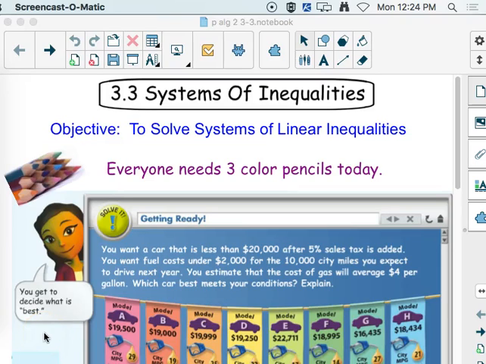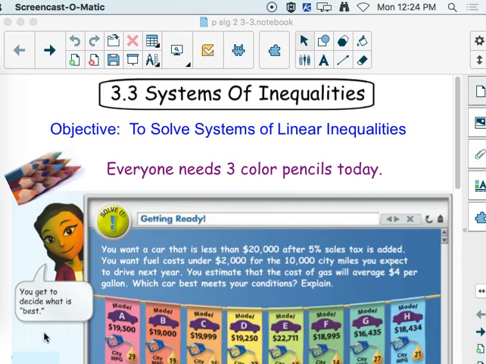News with today's lesson. It says systems of inequalities. We have already graphed inequalities. We already know how to graph inequalities. So why do we have a new section called systems of inequalities? Well, we're just going to graph more than one on the same Cartesian coordinate plane. That's what we're going to do.